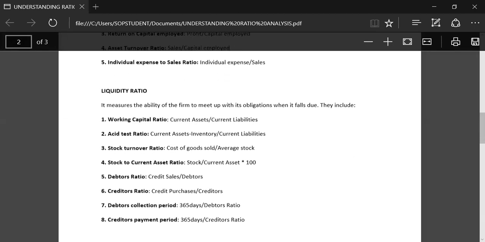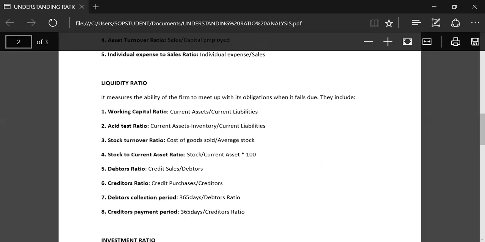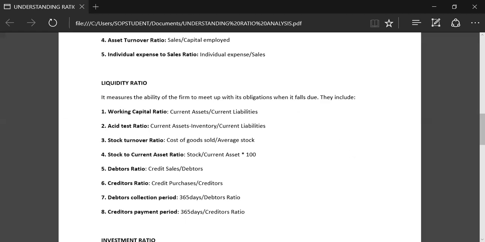Secondly, we have the liquidity ratio. Liquidity ratio talks about the ability of firms to meet its obligations when it's due. Underneath this ratio, we have the working capital ratio, also known as current ratio, which is derived by dividing current liabilities by current assets. We have the acid test ratio. This is similar to the current ratio.